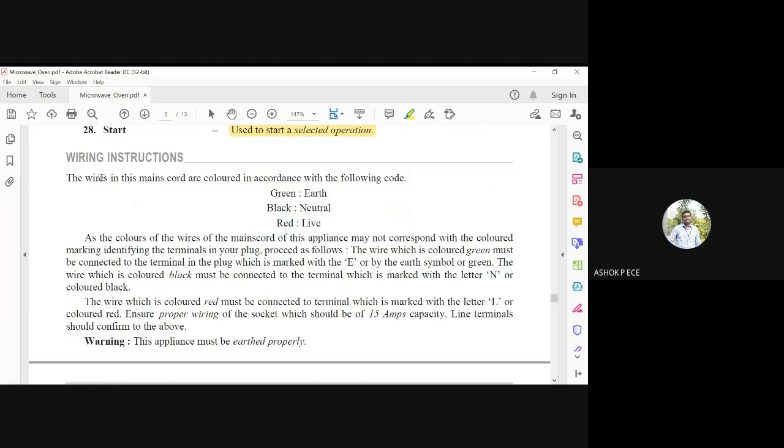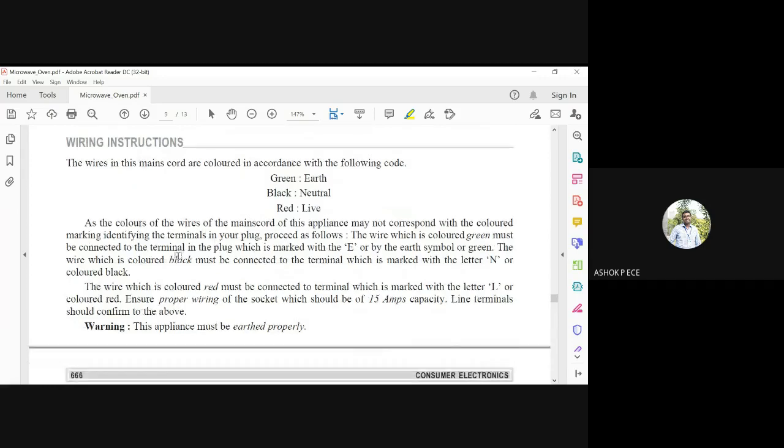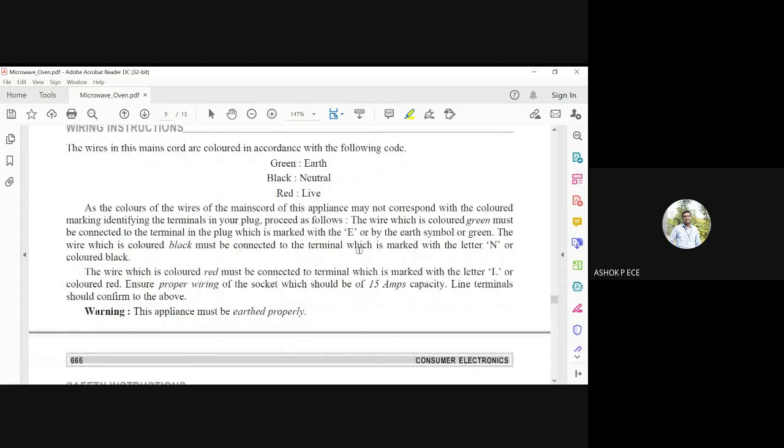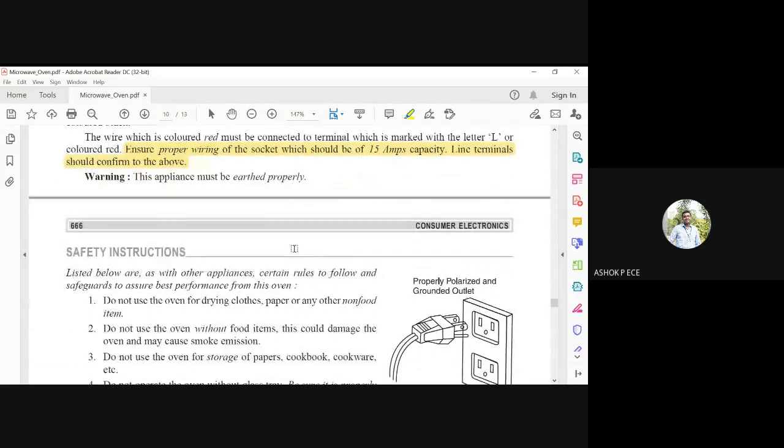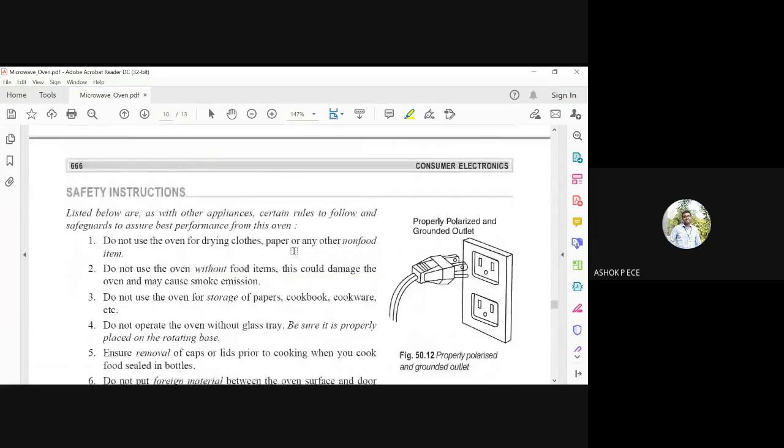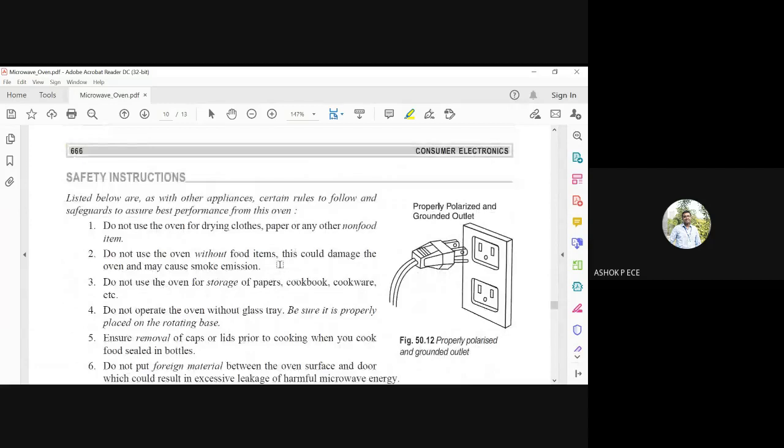The black wire should be connected to the letter N, and the live wire should be connected to the letter L. So ensure you have a 15 amp socket. The appliance must be earthed properly. If you don't earth the appliance properly, you can expect a shock.